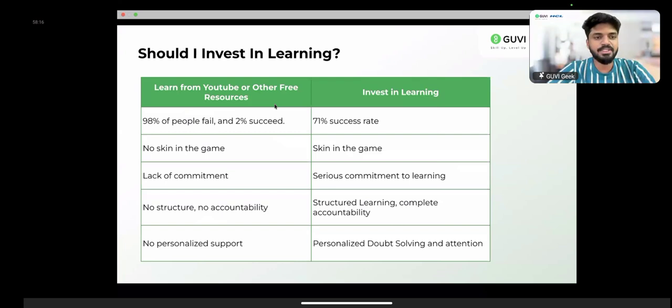Okay. So here, should I invest in learning? Basically, once you plan for proper upskilling or a career change, around 50% of people think, I can go with online, I can go with YouTube, I can go with free resources, Coursera, YouTube. There are many things there. But if you are planning a proper upskilling or a proper career change, you should be investing in learning. I'll let you know why.